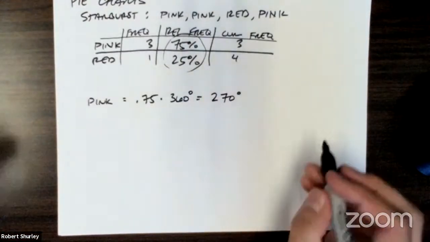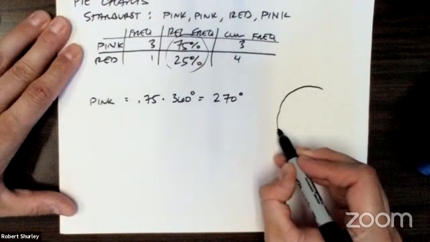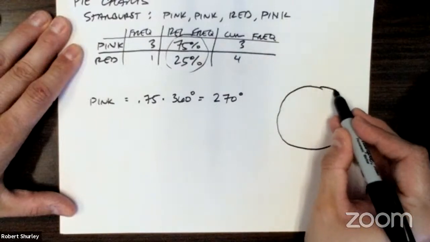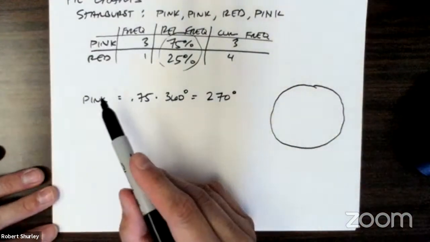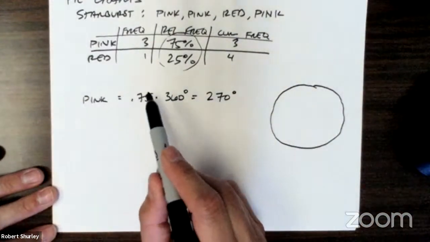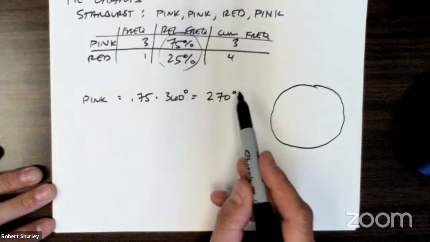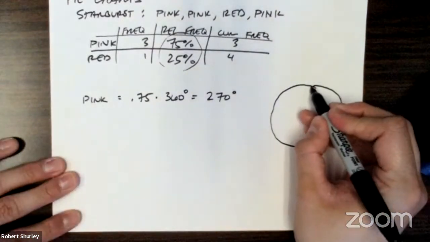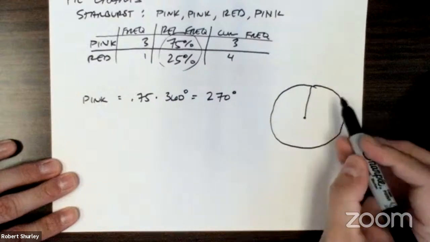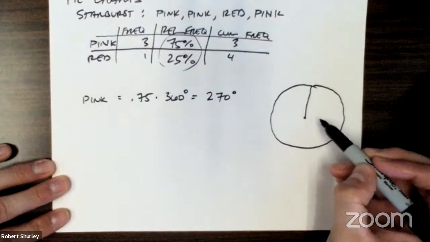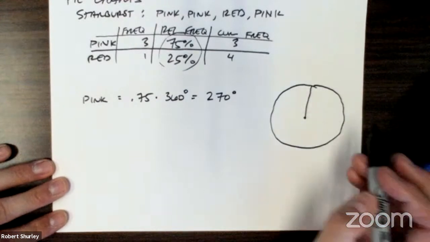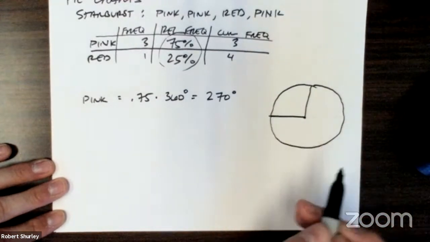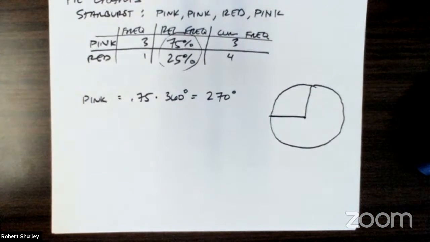So for the pie chart, not the best, I tried. We know that pink is going to take up 75% of this graph, which is 270 degrees. So I'm going to start right here at the center, and I'm going to go around. Now look, we've got 90 degrees here, 180 degrees here, and then 270 here.